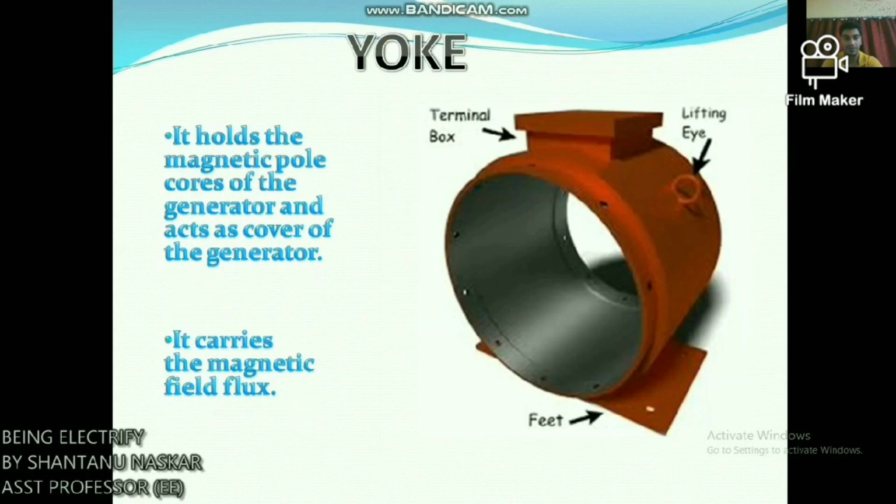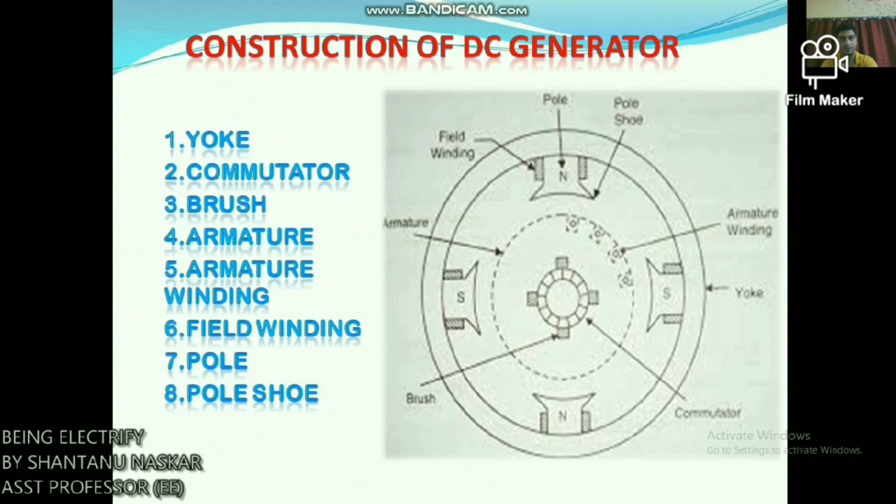So first is yoke. This above picture shows constructional details of a simple 4-pole DC machine. Okay, a DC machine consists of two basic parts, stator and rotor. Basic constructional parts of DC machine are described now.